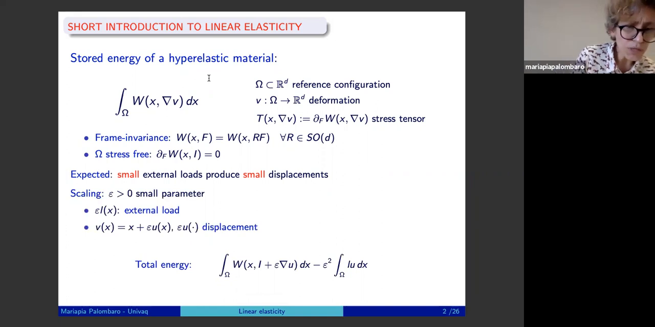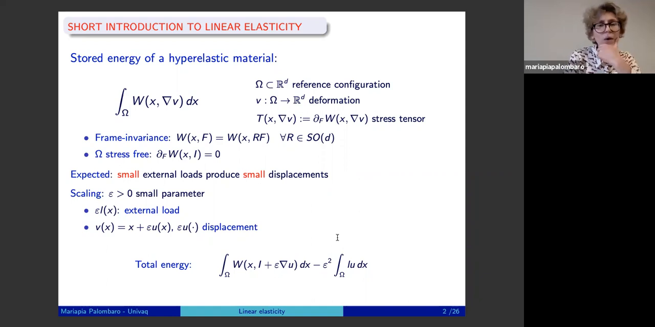So we introduce a small parameter epsilon. We consider an external load, a small load of size epsilon, so epsilon L. And we write the deformation v as the sum of the identical deformation plus the displacement epsilon u. Then the total energy, written as a function of the displacement u, is the sum of the stored energy and the external load.